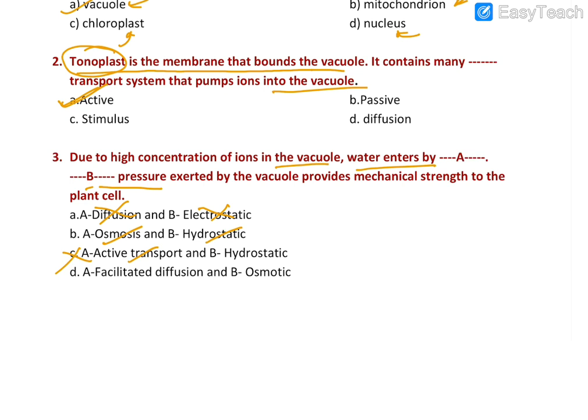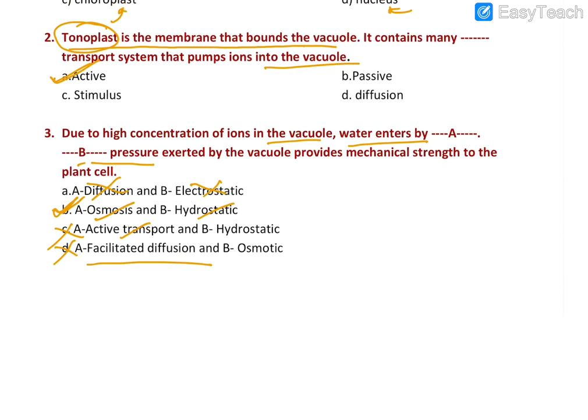So C is wrong. Even D, it is not facilitated diffusion. In facilitated diffusion, the molecules are transported through certain proteins, the carrier proteins, along the concentration gradient. Such carrier proteins help in facilitated diffusion. So the right answer for this one will be B, osmosis and hydrostatic pressure.